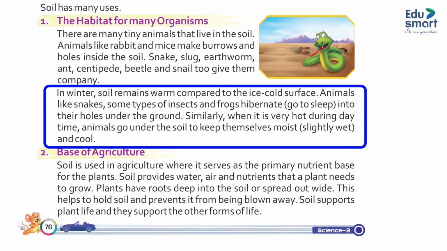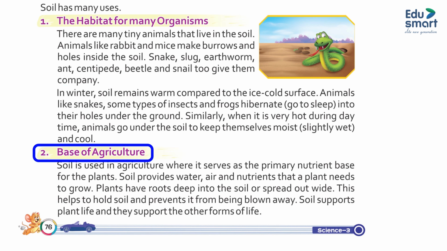In winter, soil remains warm compared to the ice-cold surface. Animals like snakes, some types of insects and frogs hibernate, going to sleep in their holes under the ground. Similarly, when it is very hot during the daytime, animals go under the soil to keep themselves moist, slightly wet and cool. 2. Base of agriculture.